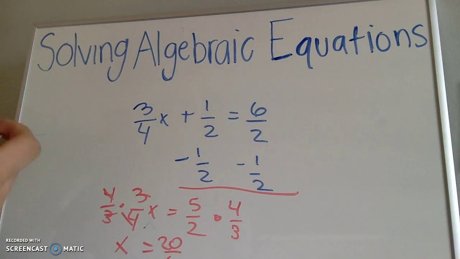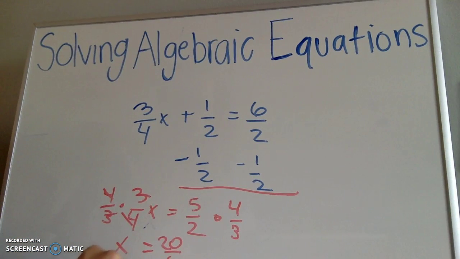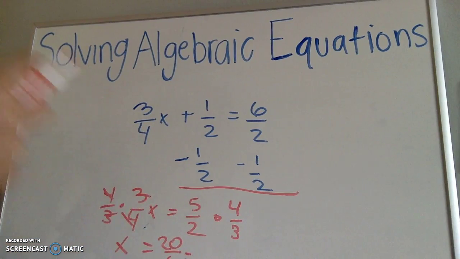Our last step in this problem is to simplify the answer, which equals x equals 10/3, because we reduced these both by 2 and got 10/3.